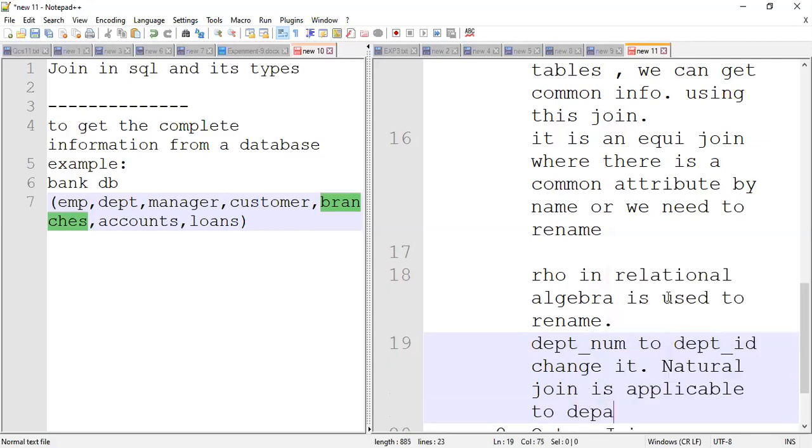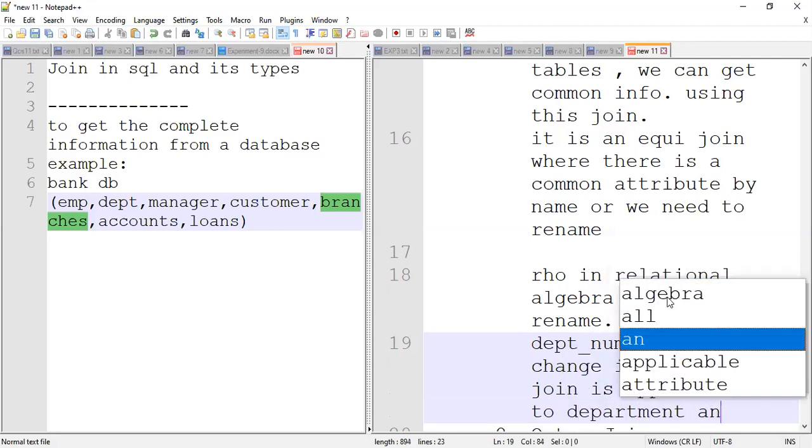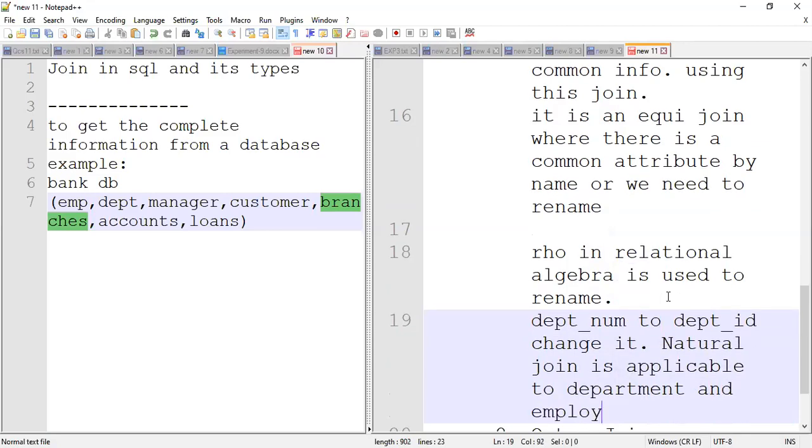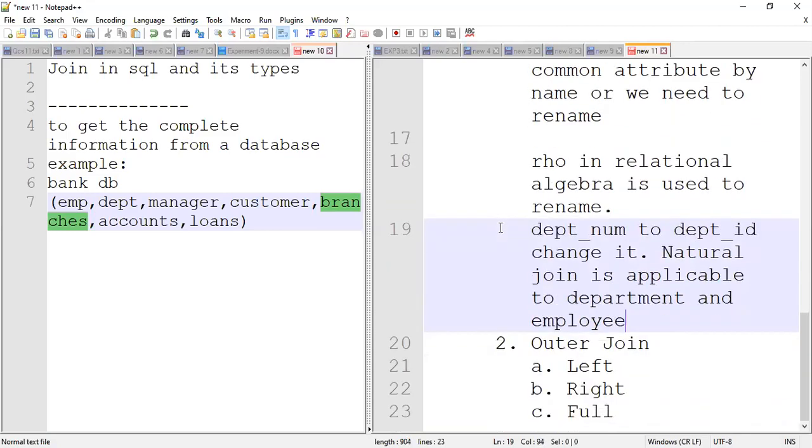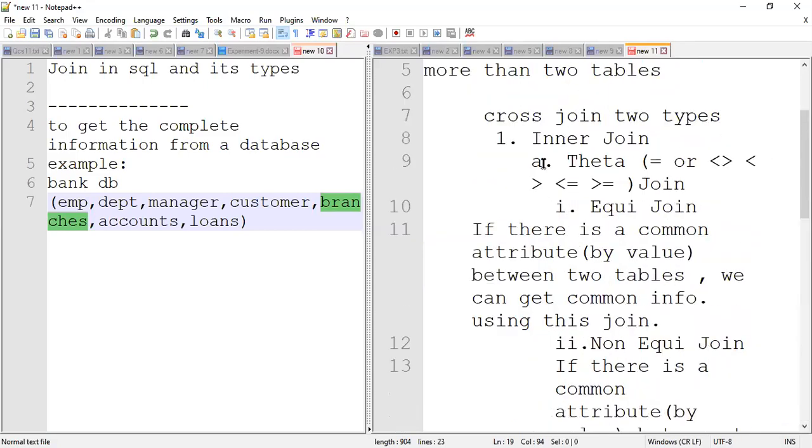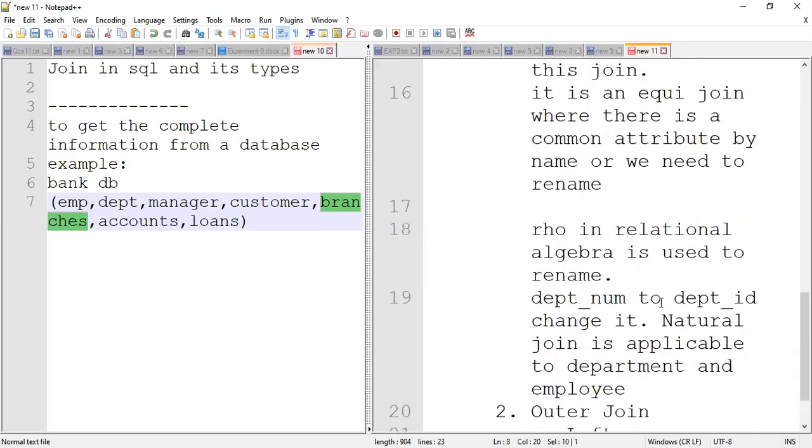So this is all about inner join. Next, moving to outer join. Outer join is very easy. Okay, so what is the difference from inner join? Inner join gives those that are common, but outer join will give those that are not common.